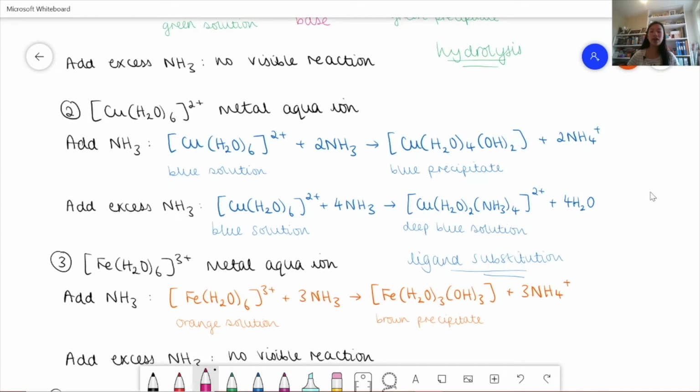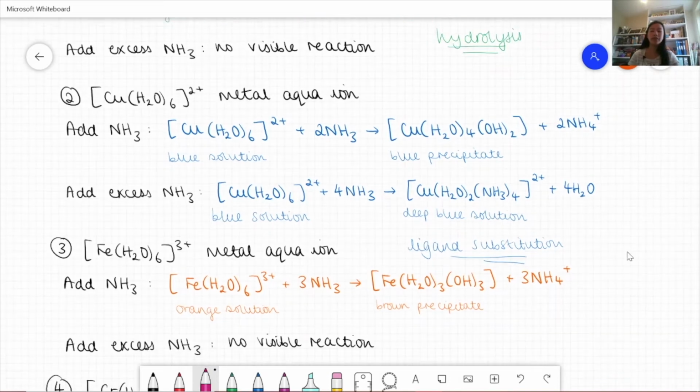And so looking at this equation, it is going from the original blue solution, so the metal aqua ion. If we add an excess of ammonia, it forms a deep blue solution because ligand substitution actually happens instead of hydrolysis. And so 4 of the ammonias substitute 4 of the waters. And so the waters come out and the complex formed now is charged because the waters and ammonias are neutral compared to the OH minuses, which were not neutral. And so that's why we form a solution.